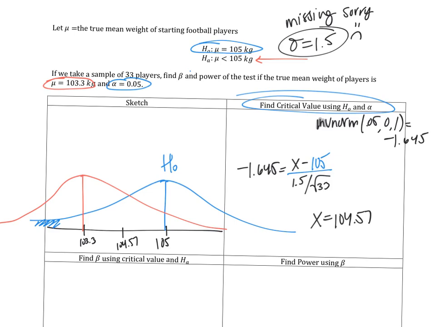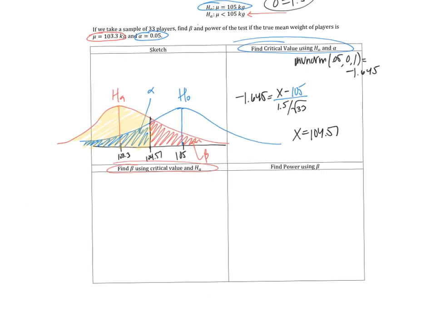So that represents our alpha value. We use that critical value for beta. Here's our beta on the red curve. And our power on the alternate. So remember, for this one, we're using the alternate curve because we're assuming it's true, and now we use the null to give us that critical value. Now we're not going to use it again.